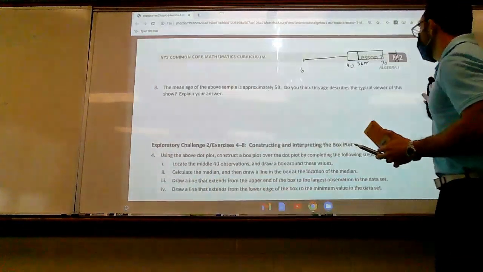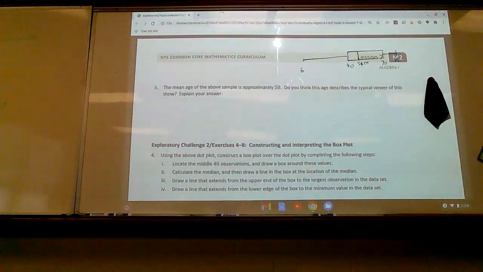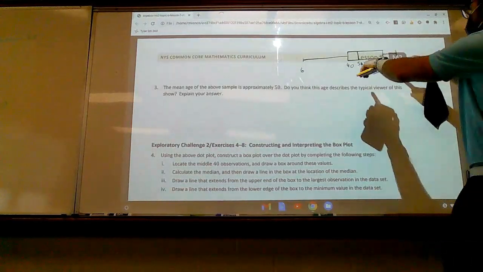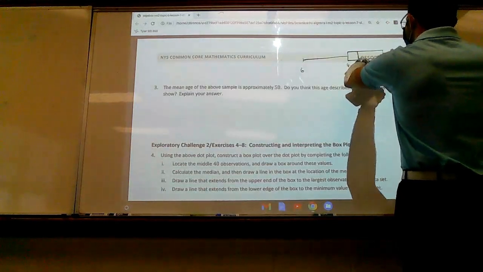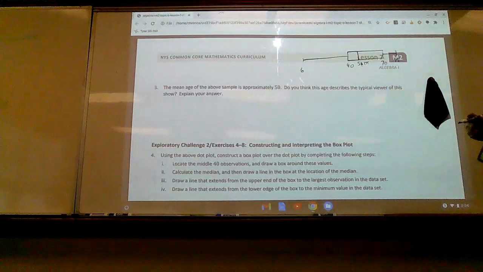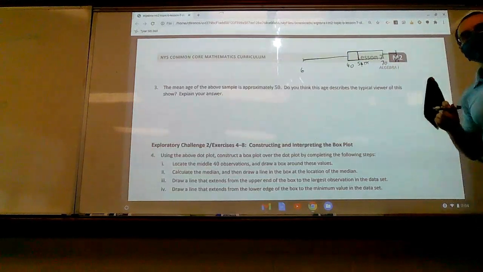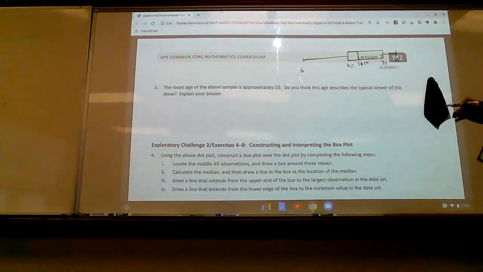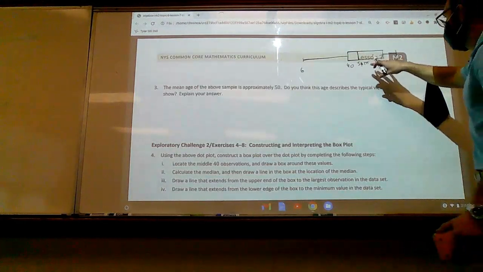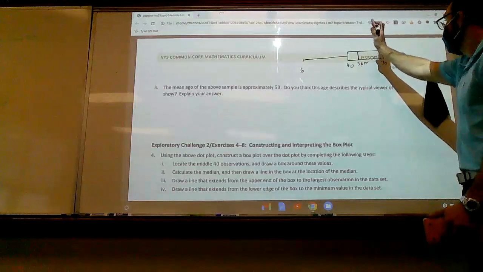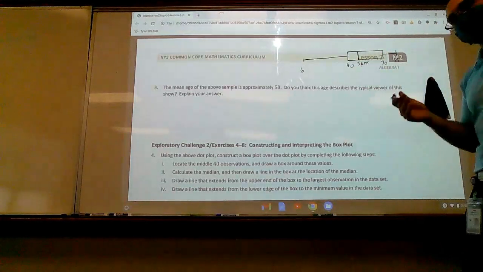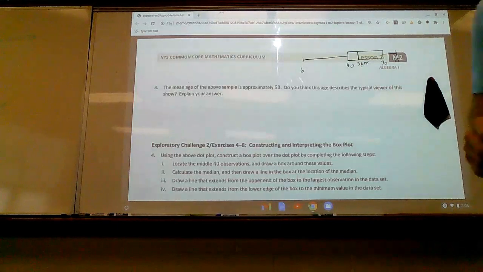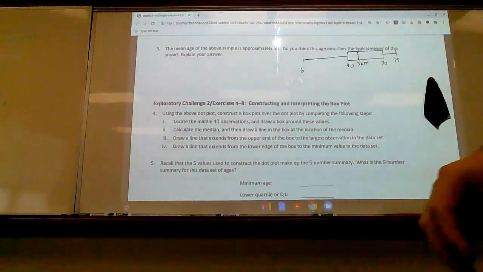Does this describe the typical viewer? I would say absolutely, because if we're looking here, 25% of our people are in between 40 and 70. So could we come out halfway and be like 55? Sure, 55 is a great estimate, but 50 is not that far off. So is that a good age? Absolutely. Okay, 30 people in here, or 30 different ages in here. Halfway is 55. Is 50 relatively close? Sure it is.